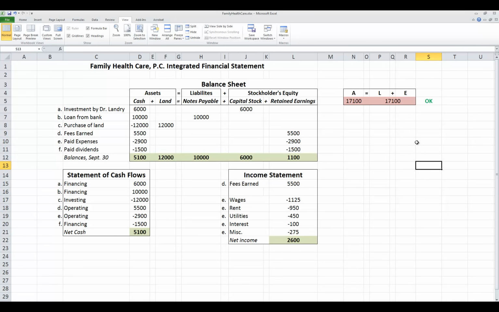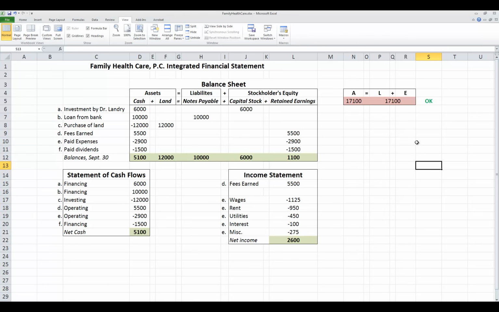Now, if we go into the statement of cash flows, we will see that all of our transactions above that involved cash are also recorded in the statement of cash flows. And, most importantly, they're labeled by the type of activity they involved. So we have financing cash flows, we have investing cash flows, and we have operating cash flows. And again, at the end, when we subtract and add all that, our net cash should be the same as our cash above and our assets.